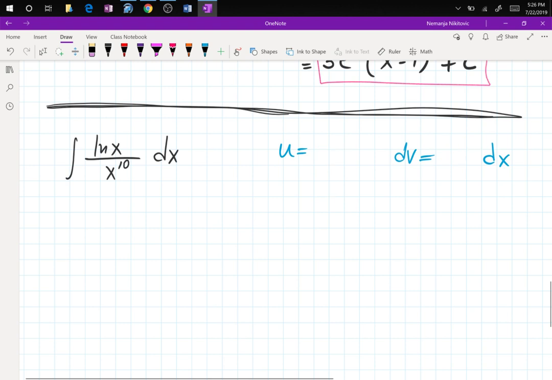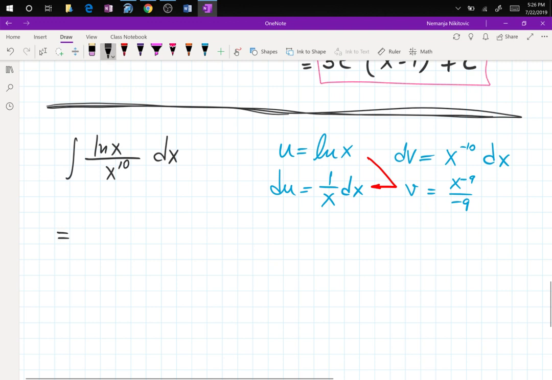So now you have to put ln x here, and x to the negative 10 in here. And now when you integrate, du is 1 over x dx, and v, when you integrate this, you get plus 1, so it becomes x to the negative 9 over negative 9. So now, when you put that into the formula, you have ln x divided by negative 9x to the 9. Then you have a minus integral. This is negative 1 over 9x to the 9 times 1 over x dx.